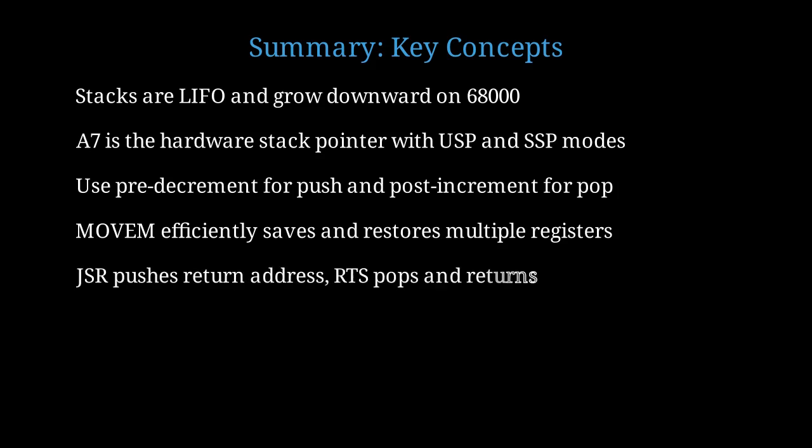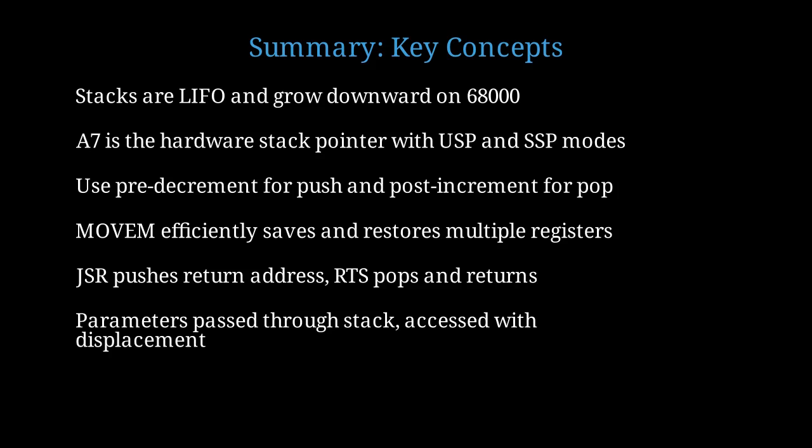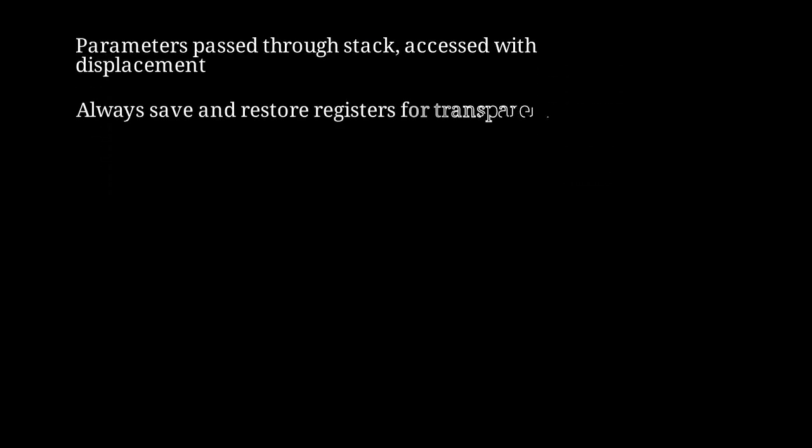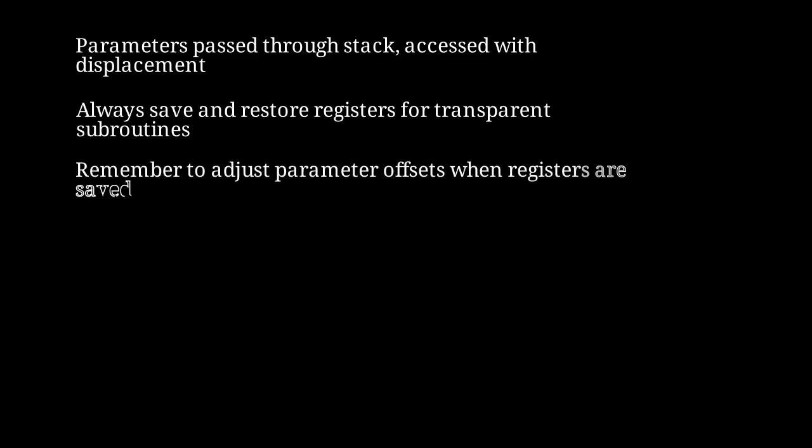JSR pushes the return address before jumping, and RTS pops it to return. Parameters are passed on the stack and accessed using displacement addressing. For transparent subroutines, always save registers at entry and restore them before returning. When you save registers on the stack, remember to adjust parameter offsets accordingly.